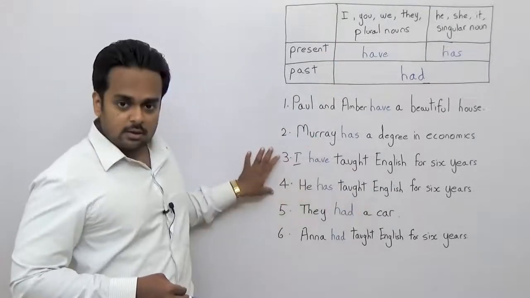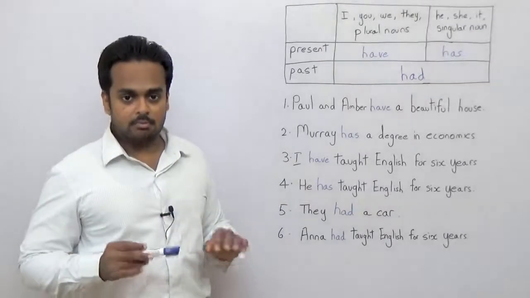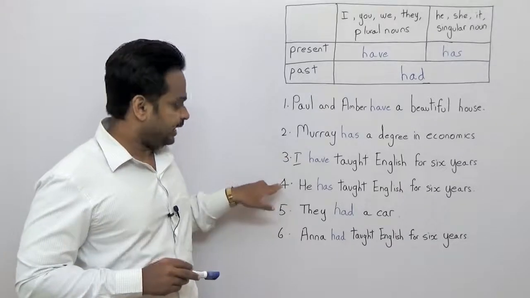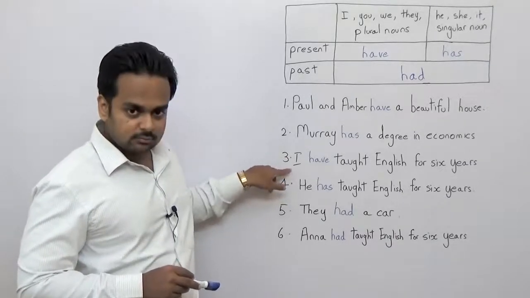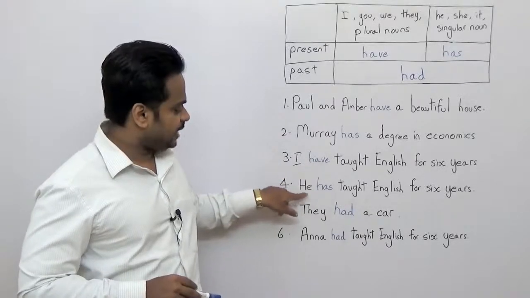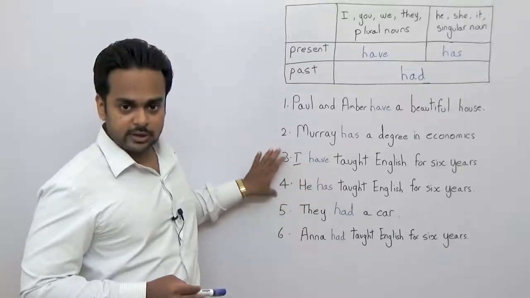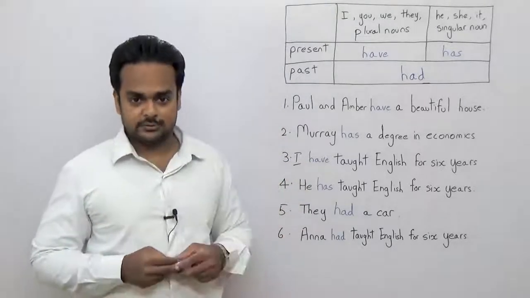Now, both of these sentences are basically just the same. The only difference is the subject, which is I here and he here. But because the subject is I, the verb is have, and because the subject is he, the verb form becomes has. That is the only difference here. Okay? So all of these are sentences in the present tense.